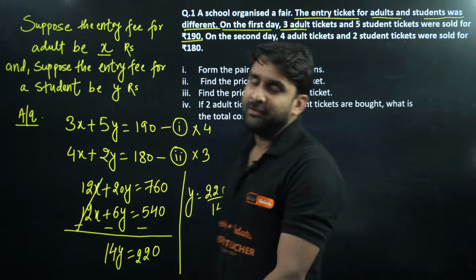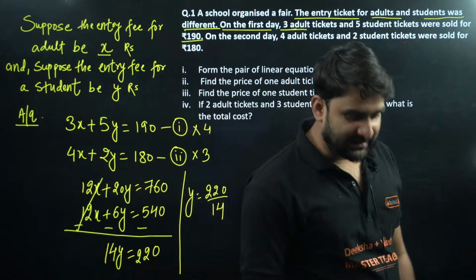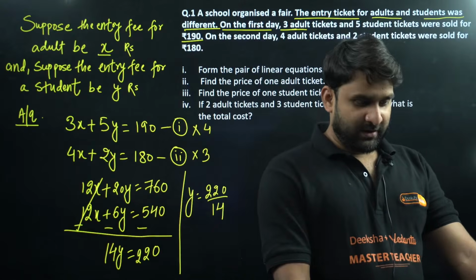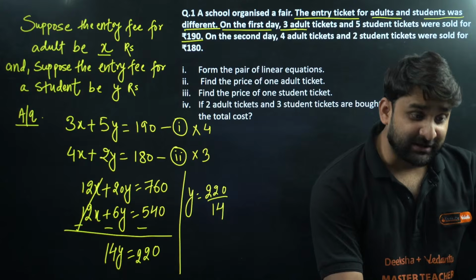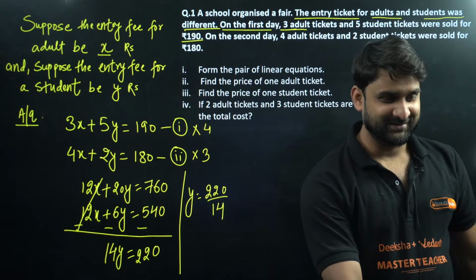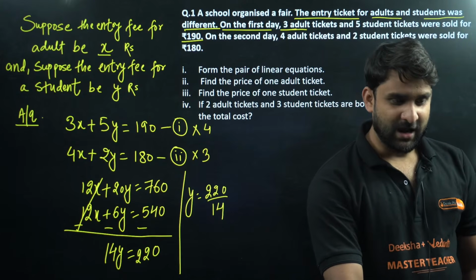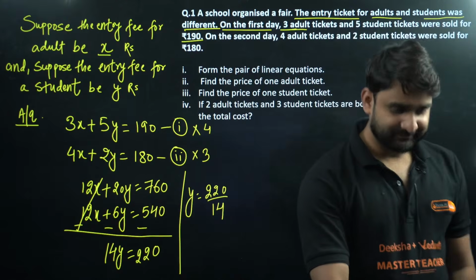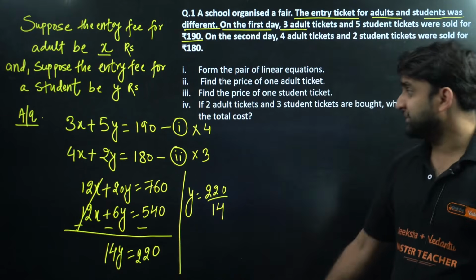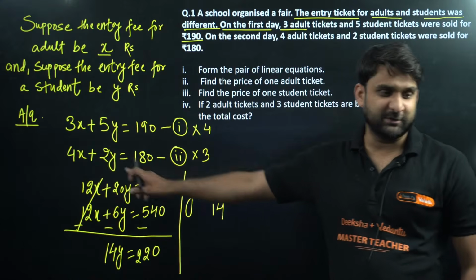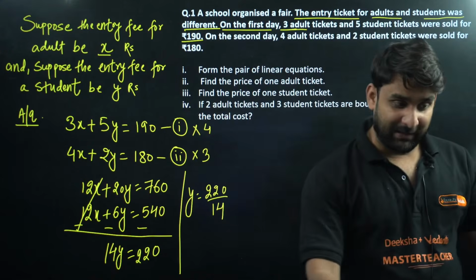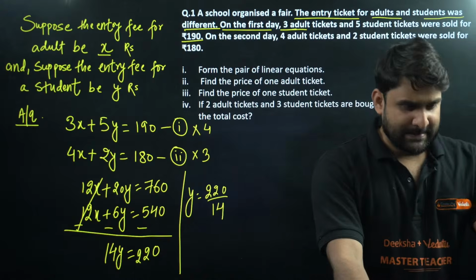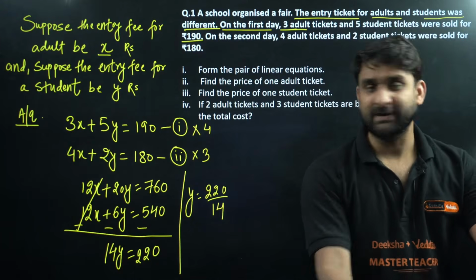220 divided by 14. Yes, everyone. Yes, what will be the next, everyone? Tell me how we can find the value of x and y now after this. Everyone, tell me. 3x plus 5y is equal to 190, 4x plus 2y is equal to 190, and we have applied here the elimination method. Anything is there?